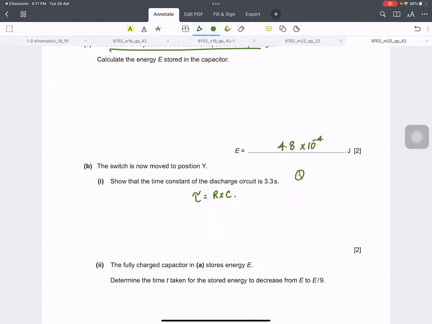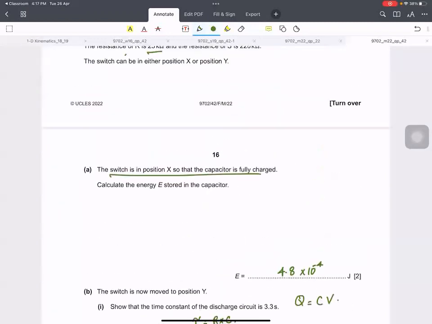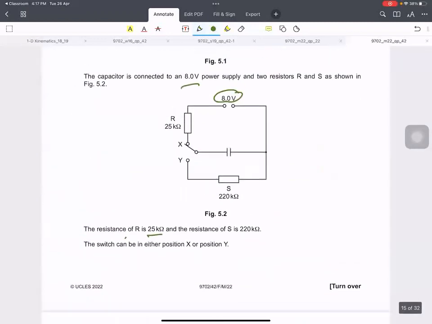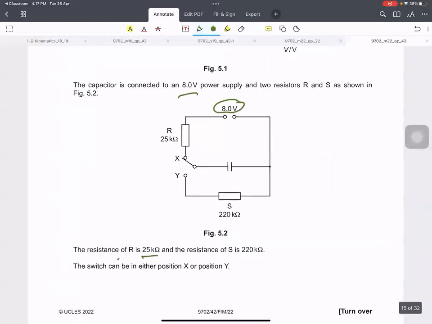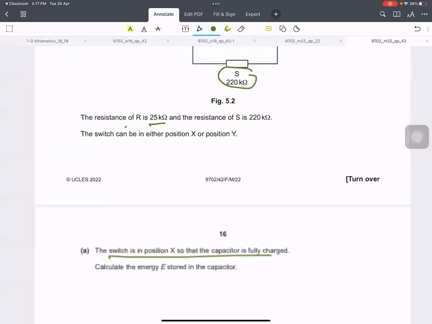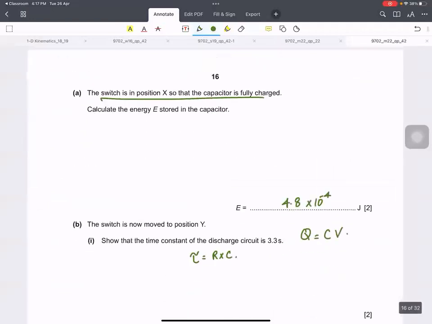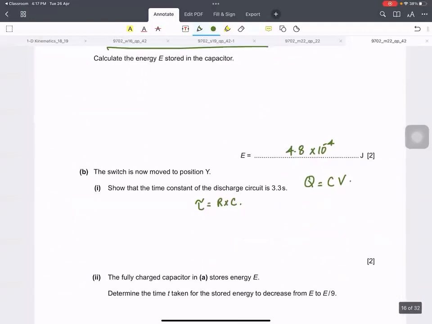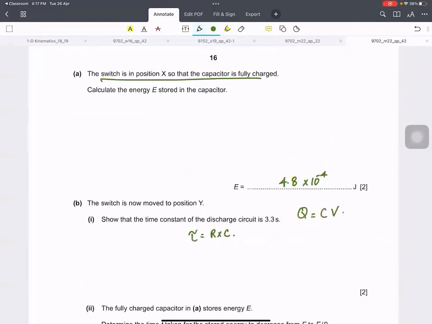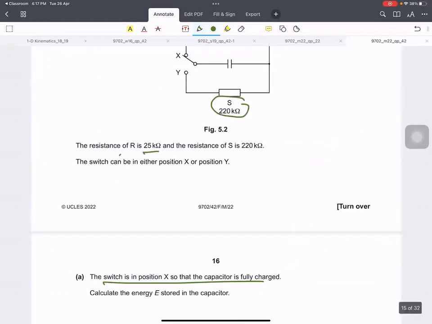So we can find capacitance, right? Q is equal to CV. And then we don't have the charge. Let me think about it for a second. So we have the resistance right here, and we don't have the time constant, which is not good. We want the time constant. Sir, can't we use Q equals CV to find the capacitance?